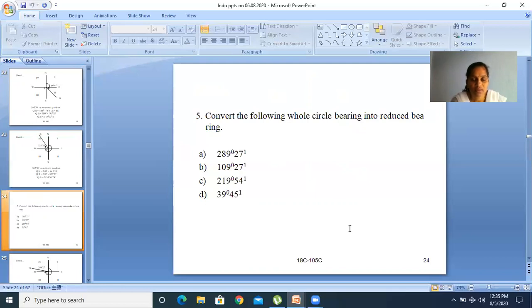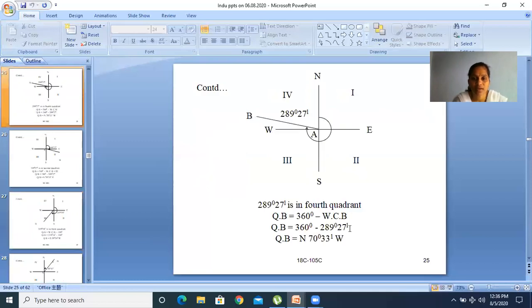And the third sum, 219 degrees 54 minutes. That is in between 180 to 270, that is in the third quadrant. The rule is WCB minus 180, and the quadrant is southwest. The fourth one is 39 degrees 45 minutes. That value is in between 0 to 90, so that is in the first quadrant, and the quadrant is northeast, and the rule is QB is equal to WCB. Okay, is it okay? Right.